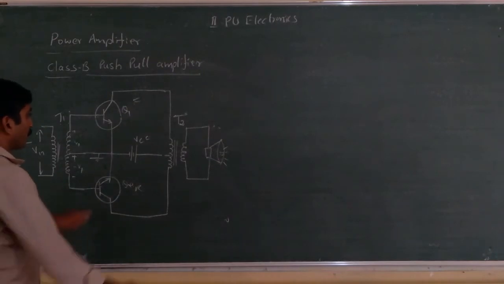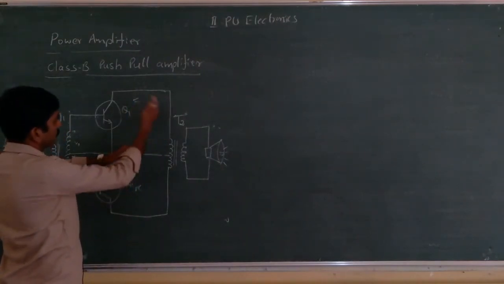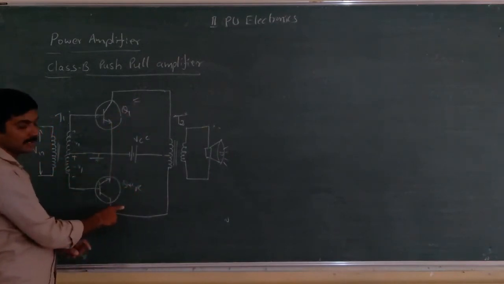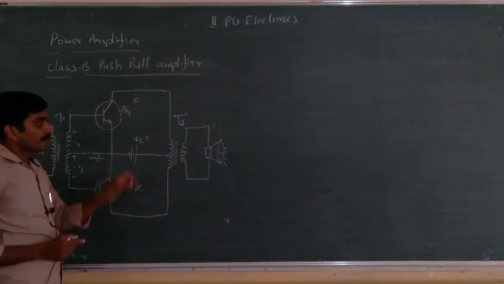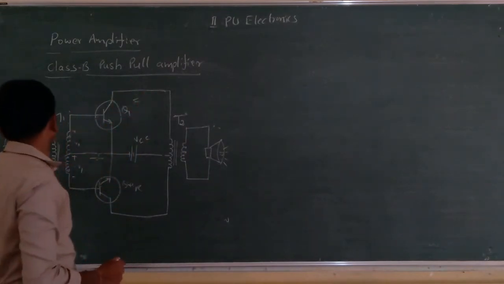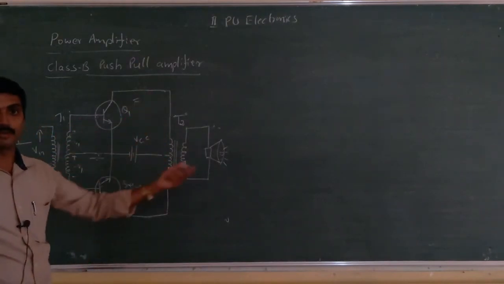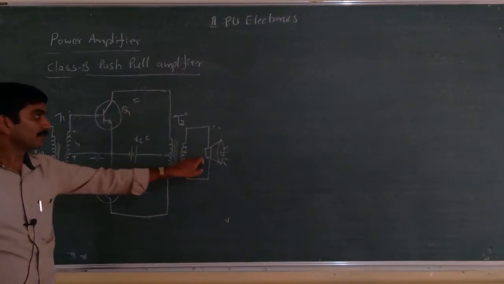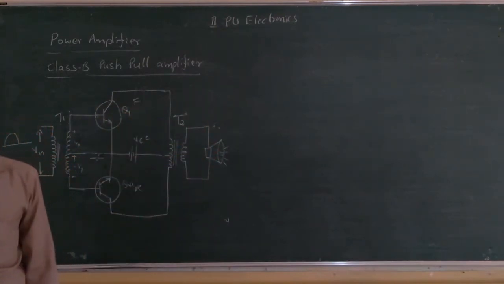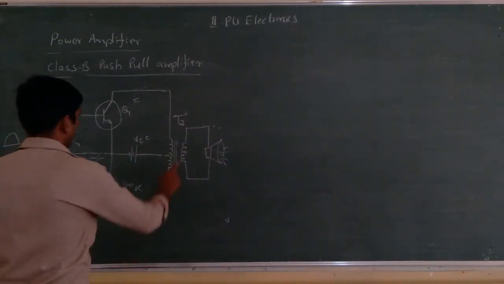Therefore, collector current flows in transistor Q1, whereas no collector current flows in transistor Q2. This current follows the input signal. There is a variation in the input signal, therefore IC also varies according to the input signal. Voltage is developed across the secondary of transformer T2 and transferred to the speaker terminals.